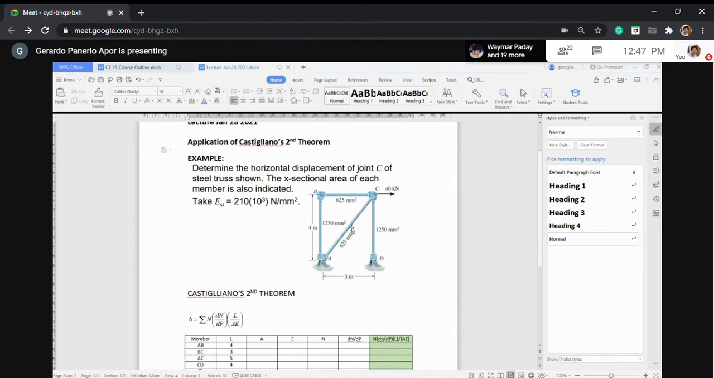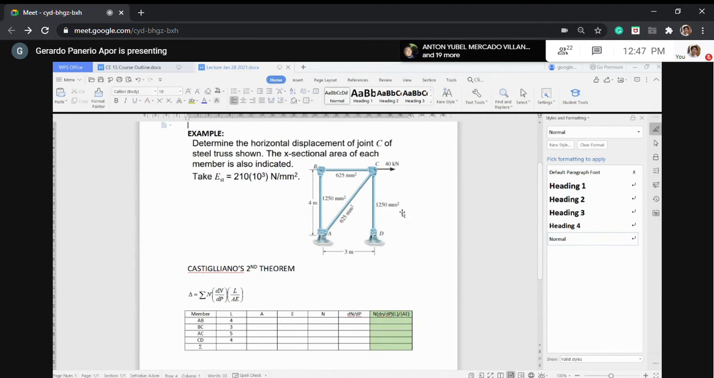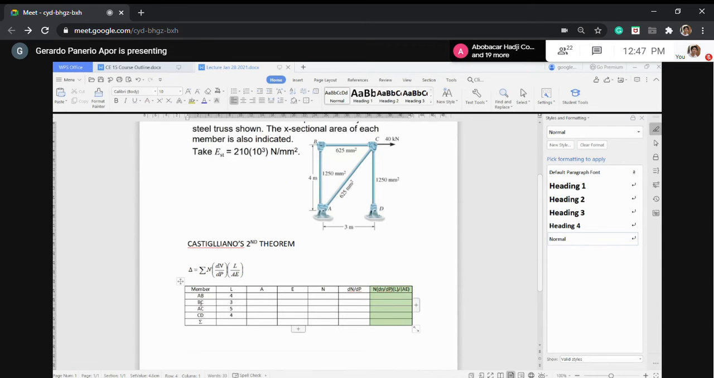So this is what happens when there is a 40 kilonewton load. Before I discuss what will happen to this truss, let us first discuss how many members there are, and name them according to the nodes. We have AB, that member is 4 meters, so I put 4 meters here in the second column. Then member BC is 3 meters, so I put 3 meters here in the second column.